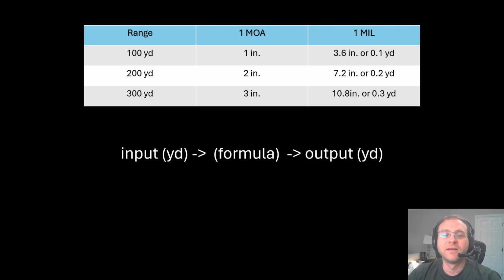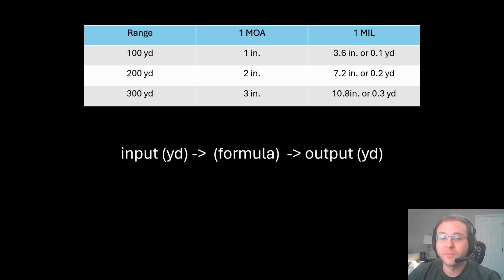Now we see that 1 mil is 0.1 yards at 100 yards. It's 0.2 yards at 200 yards, 0.3 yards at 300 yards, and so on. Now the mil side of the chart has an easy to follow pattern. You can take that 0.1 yards and convert it to inches to get 3.6 inches.